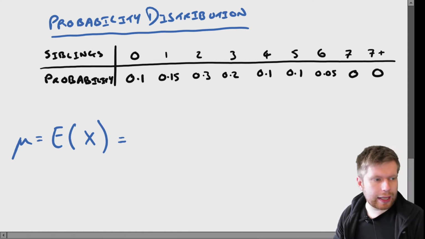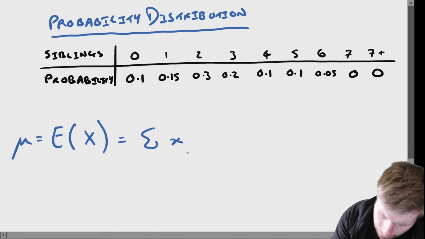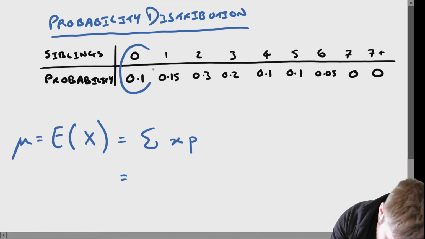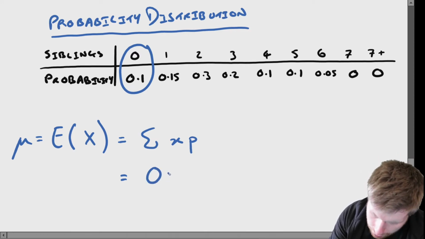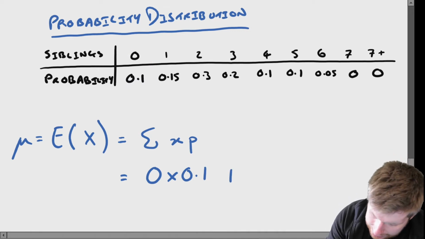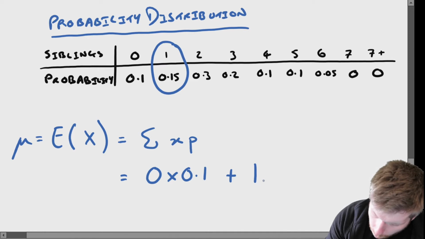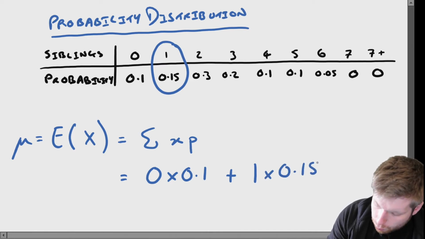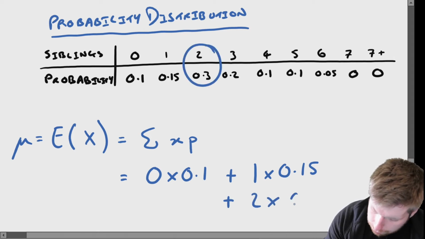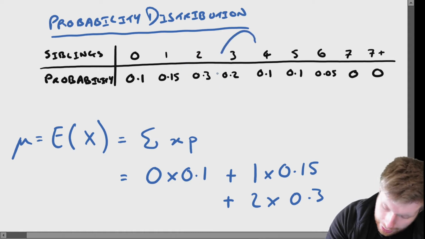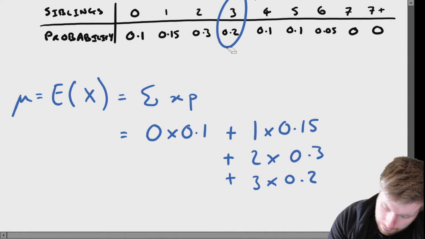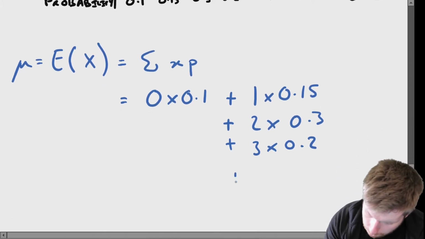Okay, so therefore, to calculate the expectation, remember, I need to take the outcome, multiply it with their associated probability, then add it all together. So let's see what we get. So first things first, I'm going to take the outcome, which is 0, multiply it with the associated probability, which is 0.1, okay? Then I'm going to add that to my next outcome, which is 1, multiplied by its associated probability, which is 0.15. Then I'm going to add that to my next outcome, which is 2, multiplied by the associated probability, which is 0.3. Then I'm going to add that to the next outcome, which is 3, multiplied by the associated probability, which is 0.2. Then I'm going to keep going. So the next one will be 4 times 0.1.